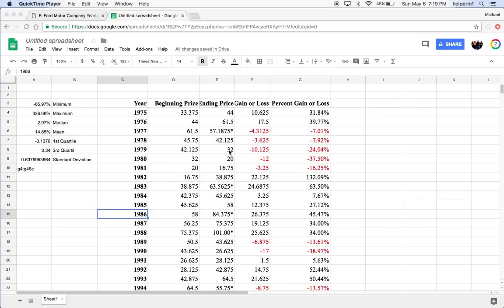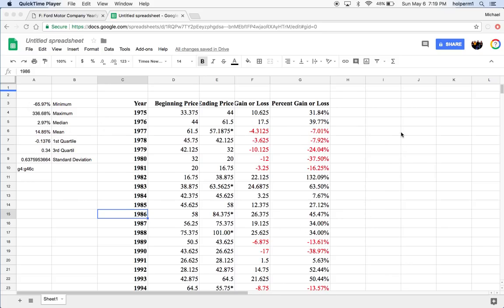All right, so now that we've made our minimum, maximum, median, mean, first and third quartile, and standard deviation equations and found those numbers for our set of data, we're going to make some charts that are going to help us analyze what's going on in this data visually, rather than just having to look at these numbers and interpret them.